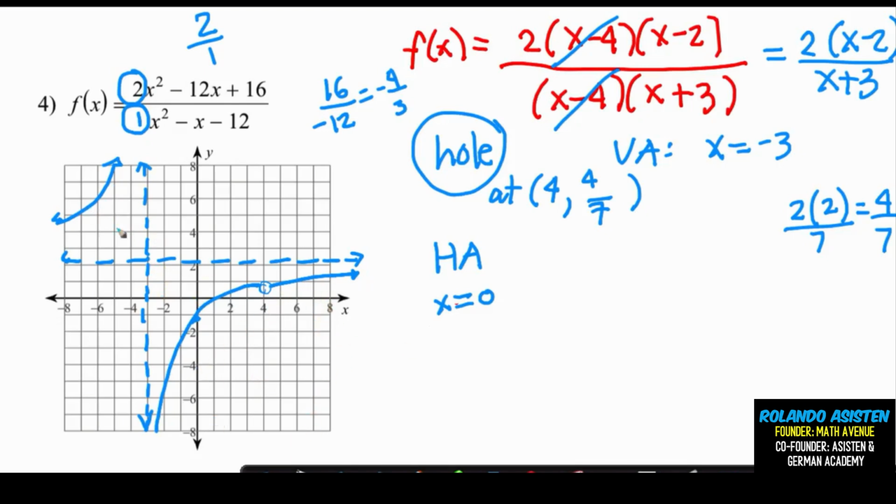What makes this example different than the previous one was the presence of this hole. The hole happens when, after factoring the numerator and the denominator, you find that there are factors that can be canceled out. The roots of those factors that can be canceled out give the x-coordinate of the hole. Once you find that x-coordinate of the hole, substitute that in the simplified form of the numerator and the denominator after doing the cancellation, and then you will be able to find the y value of the hole.